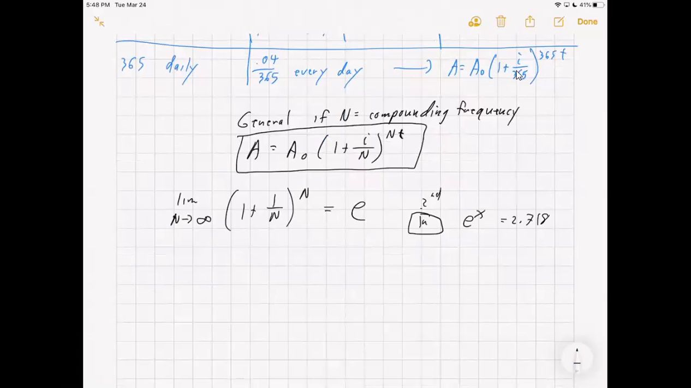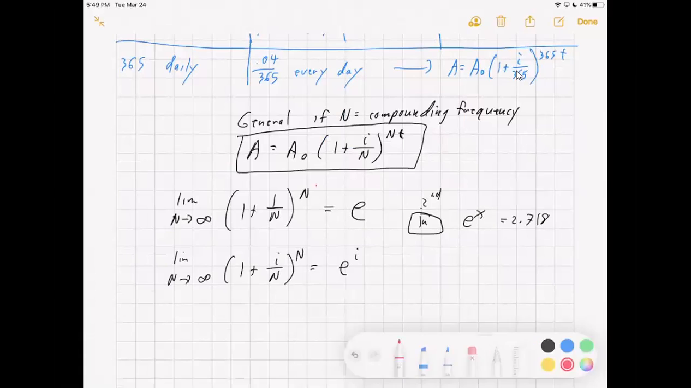Now, if we change this to be the limit as n approaches infinity of 1 plus the interest rate over n to the n power, this ends up being e to the I. So if we were to throw in a factor of t here, if I were to put a t here, this would be e to the t. If I put a factor of t as part of the exponent, this would be e to the it.